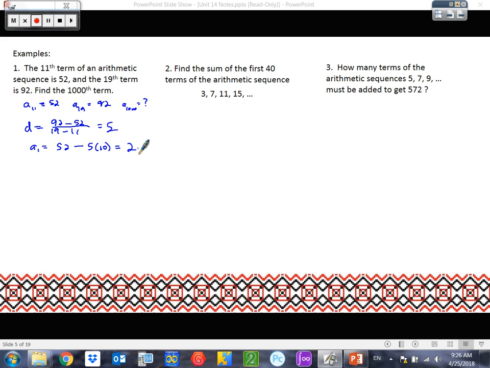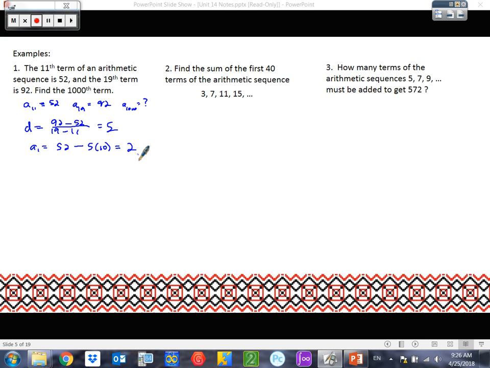Now, what if I wanted to do the 19th term? If I wanted to use this technique, I guess it's not a formula, it's a technique, to get to the first term and I have the 19th term, what would I put right here? 18, right? Minus 5 times 18, and it would still give me the 2. So that's just a technique that you can use to find any term number that you wanted.